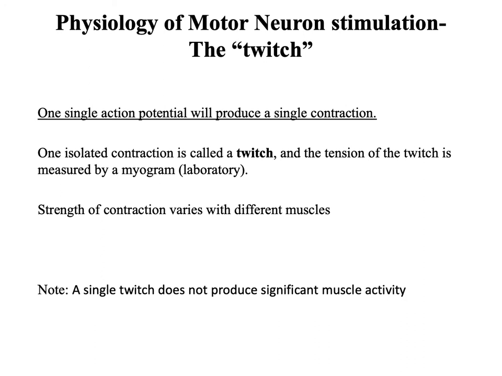So, in order to understand the strength of a contraction, I have to show you what a single zap of a neuron to a muscle cell looks like, and that's called a twitch. We've all had a twitch. You know that a twitch does not produce significant muscle activity, right? A twitch is just a twitch. So what I'm going to show you is the strength of muscle contraction. A single action potential causing a single muscle contraction, and then it's over.